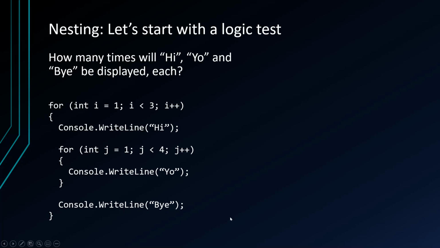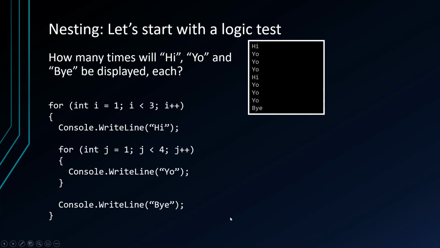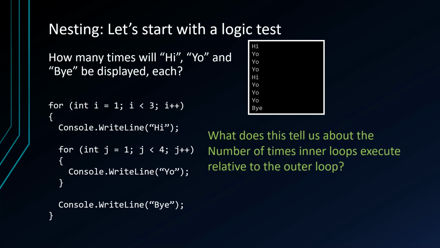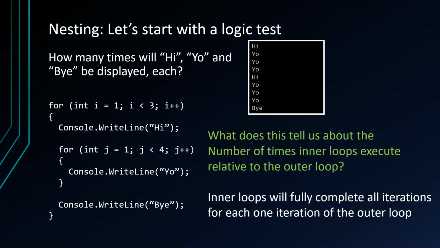No. Why? Well, this is what we're actually going to see. We're going to see hi, yo, yo, yo, hi, yo, yo, yo, bye. How did that work? Well, what does this tell us about the number of times inner loops execute relative to the outer loop? Well, it tells us something very important. Inner loops will fully complete all their iterations for each one iteration of the outer loop.